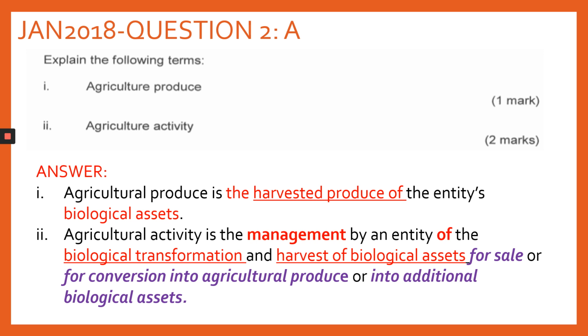Agricultural activity. So agricultural activity is the management, the managed activities of the entity of biological transformation. Biological transformation looks at the physical changes of the biological asset, and harvest of biological assets for sale, which is the future benefit of that agricultural activity, or to convert them into agricultural produce, or to convert them into additional biological assets. So this is more on procreation, and this is more on production of your so-called agricultural produce, which is looking at the definition of biological transformation as well.